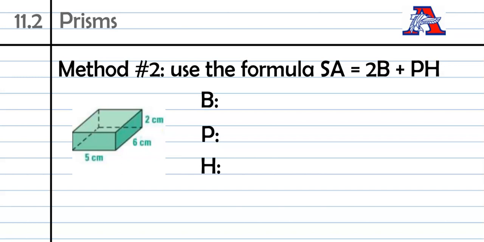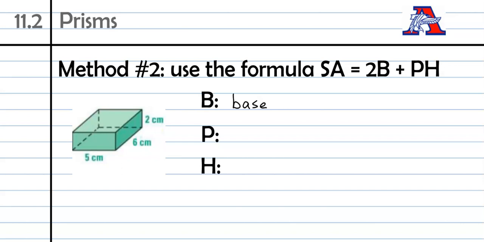So if you were to Google, like, how do I find the surface area of a rectangular prism, this is probably what's going to come up. It's going to say the surface area is equal to 2 times B plus PH. Okay, so what does all that mean? Well, B just means base. Okay, and the bases, we already talked about that. You have 2 of them, and they're the congruent shapes that are across from one another.